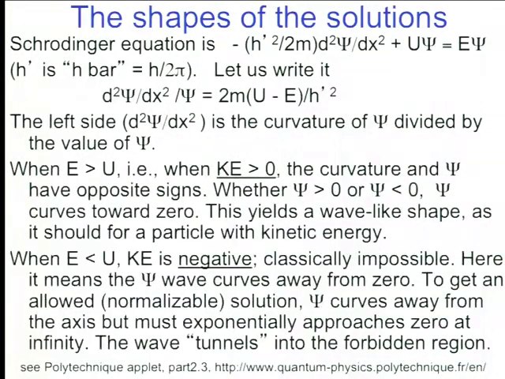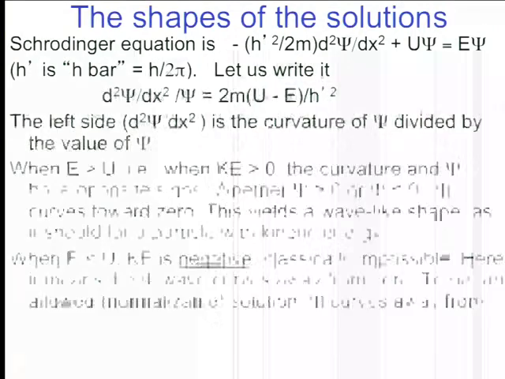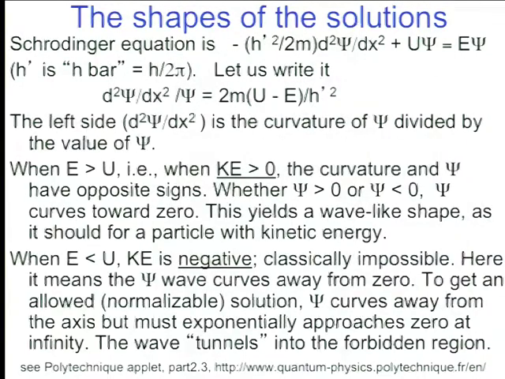On the other hand, if kinetic energy could be negative, for example, suppose you put the particle up here. It only has this much energy. Its potential energy is greater than its total energy. It would make the kinetic energy negative.